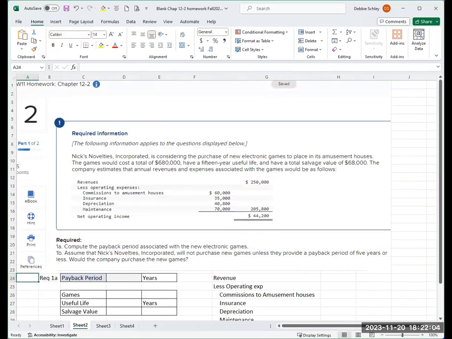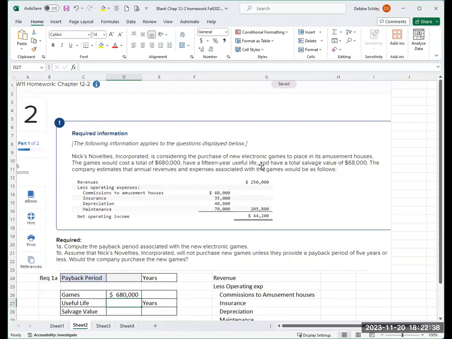Question 2. All right. The following information applies to the questions displayed below. Nick's Novelties Incorporated is considering the purchase of new electronic games to place in its amusement houses. The games would cost a total of $680,000. Okay, so I'm going to put that down here. So there's my initial investment.